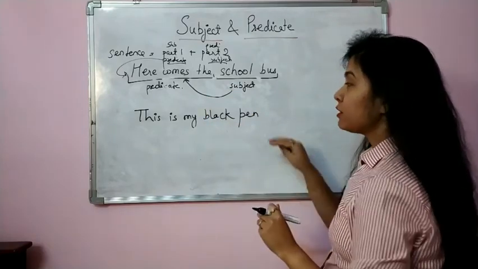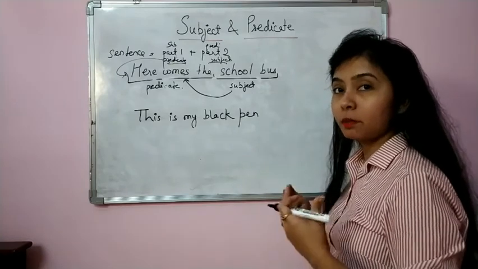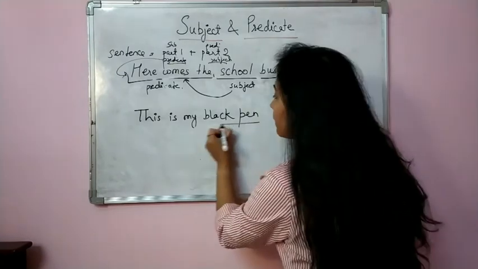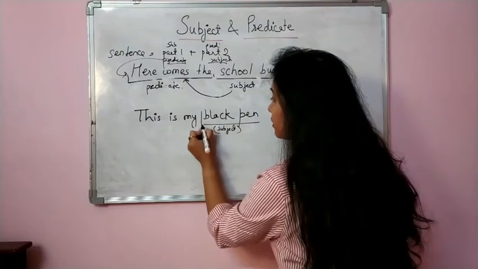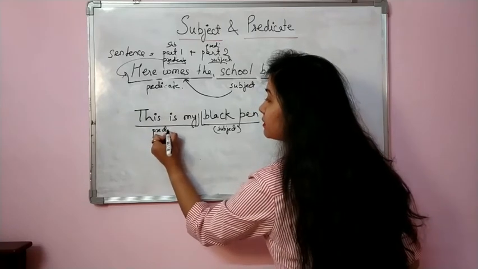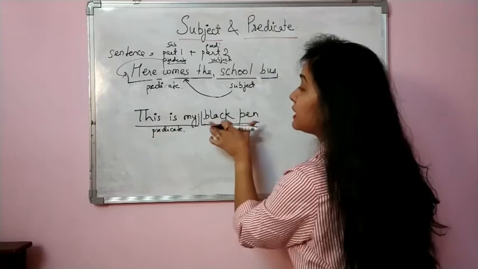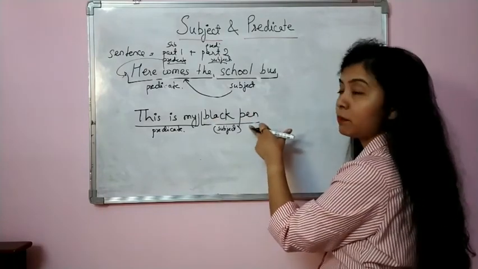So after reading this sentence, we get to know we are telling something about the black pen. So black pen becomes the subject. And "this is my" becomes the predicate because I am saying that this black pen belongs to me. It means I am talking about the black pen.